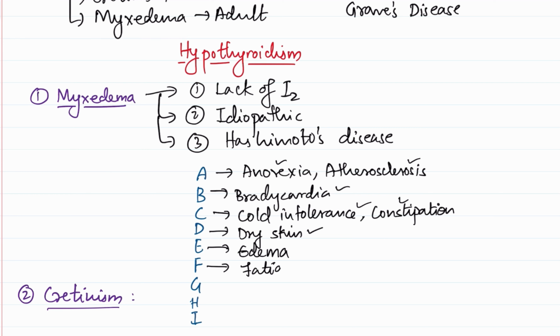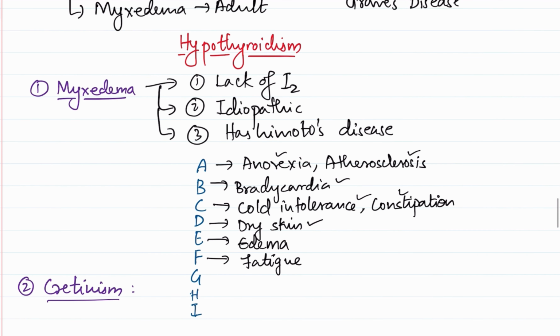F is fatigue and tiredness. One of the reasons is because of the muscle weakness, because of catabolic effect, and also the sleep is increased, right? So these two will cause fatigue. And there is going to be a weight gain. Why is there a weight gain? The reason is obvious, because the metabolism is reduced. Therefore, the patient will have a weight gain.